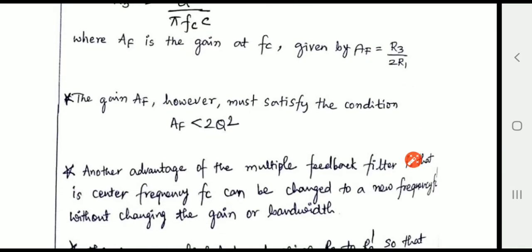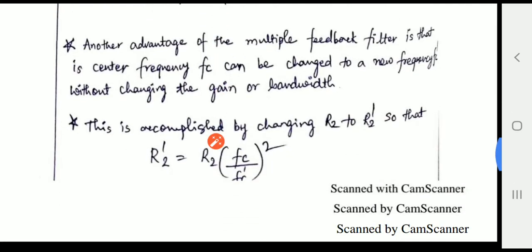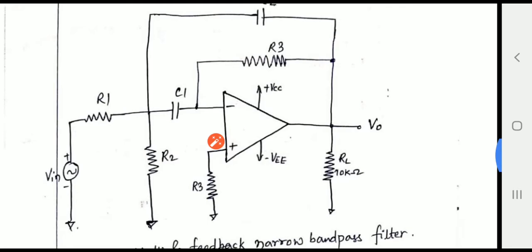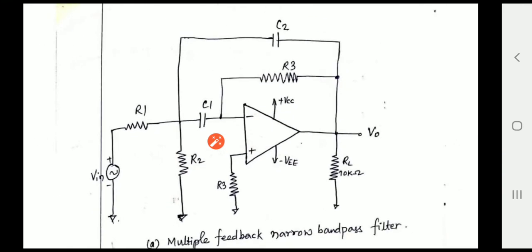If I select any resistor values, then the gain must satisfy the condition that the gain should be less than 2 Q square, where Q is the quality factor. Then only it allows only those frequency components which are close to the center frequency Fc. Now we'll move on to the circuit diagram to understand why we have taken all those formulas and the condition. So now look at this circuit diagram.